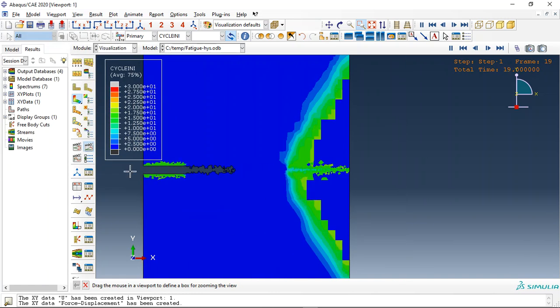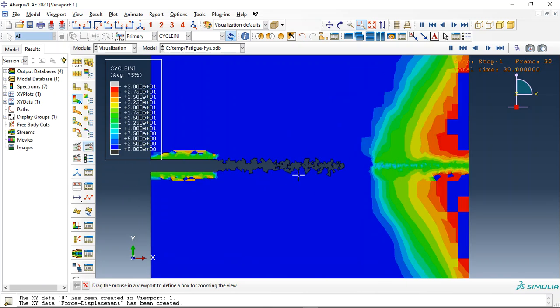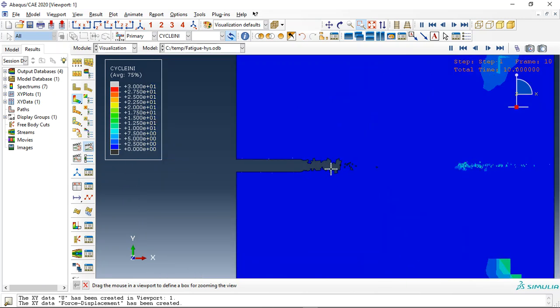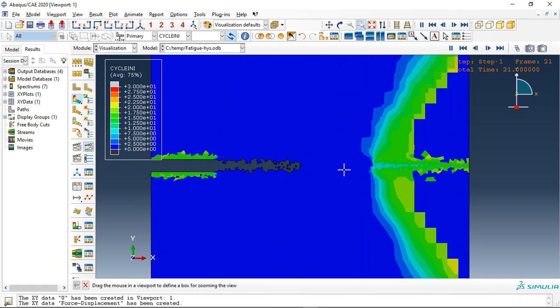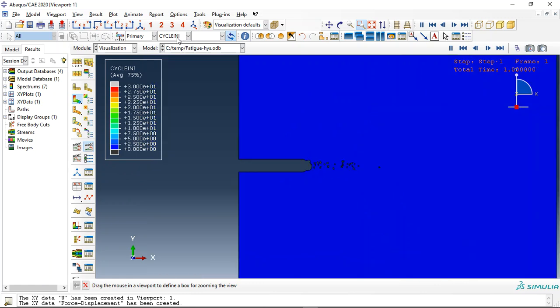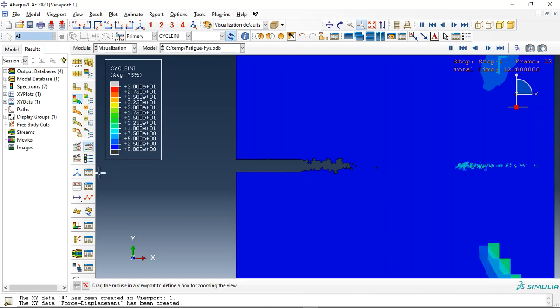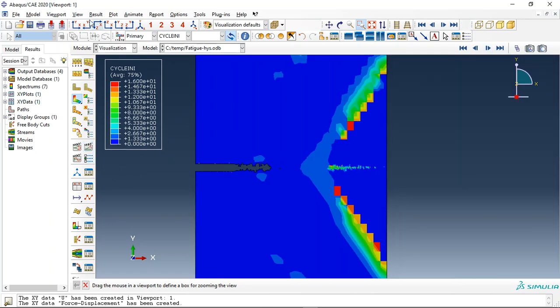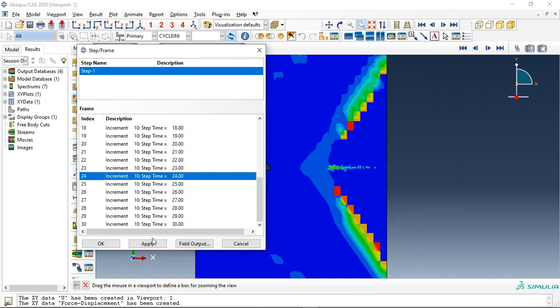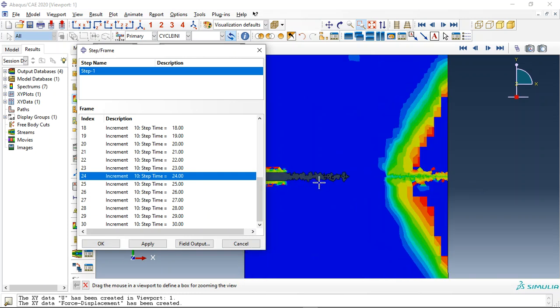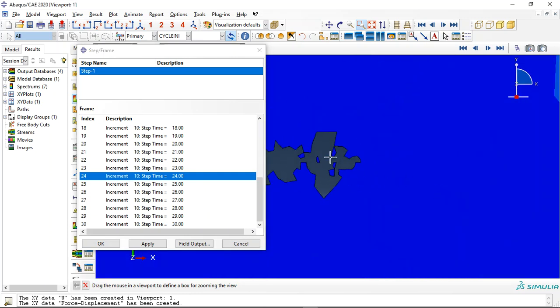Let me use a little bit. See here, this is the damage which happened as the cyclic loading here. In each cycle, for instance, we can consider the step frame. In cycle 25, here we have the damage like this.